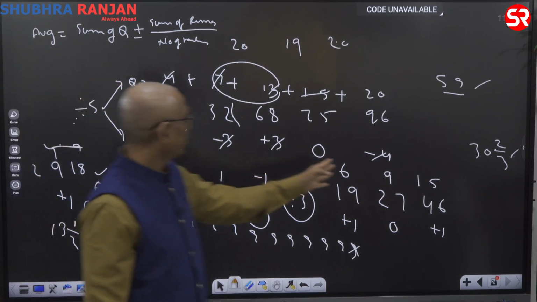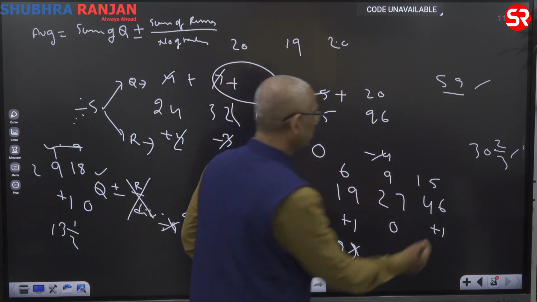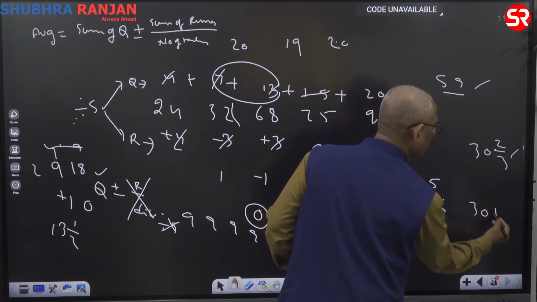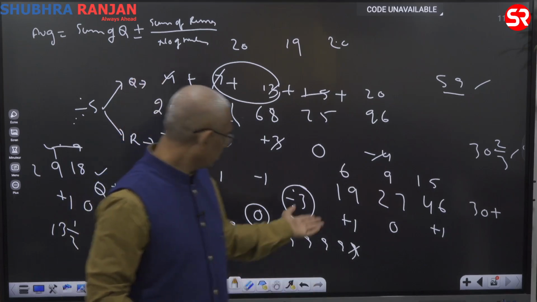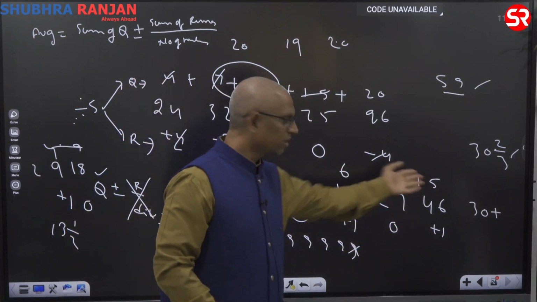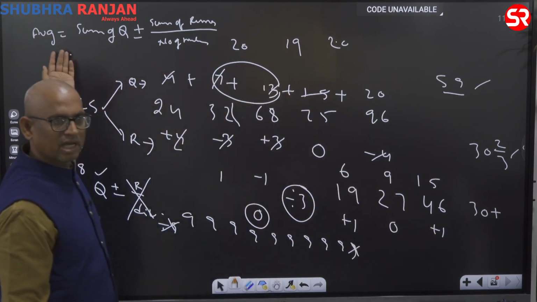After adding 15 plus 9 plus 6, what is the answer? 15 plus 9 plus 6, 30. This is the quotient, the sum of the quotients. Now tell me what is the sum of the remainders? 1 and 1 only, no? These are all quotients. These are all remainders. This is the formula for average.